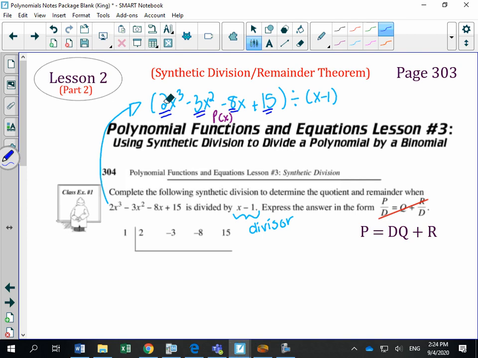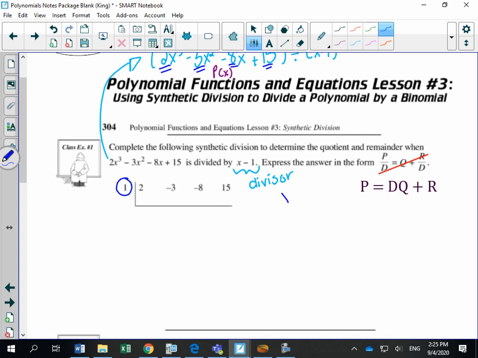So I take the 2 in front of the x cubed, and I write it down there. Take the negative 3, and it's written there. The negative 8 is written for us, and then the 15. Then you say to yourself, okay, how do I figure out what goes in front of this upside down division bar? The number you put in here corresponds to the root of your divisor. So this is our divisor. And if I said, okay, well, what's the root of that divisor? You're going to take the divisor and set it equal to 0. The root is equal to 1. So whatever the root of the divisor is, it goes in front of the division bar.